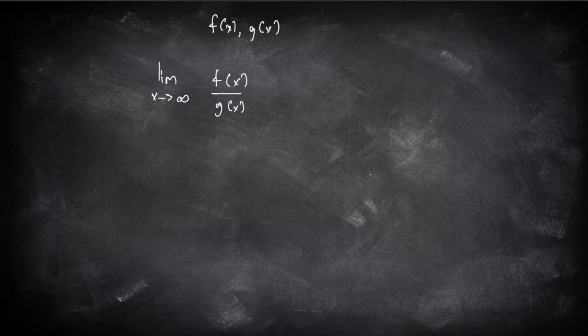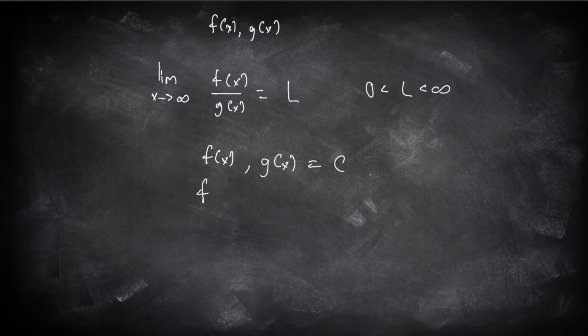Today I'll be covering the third convergence test, the limit comparison test. So if we're given two functions f of x and g of x, and we're taking the limit as x approaches infinity of f of x over g of x, and the limit comes out as a number L that is between 0 and infinity, then either f of x and g of x both converge, which I'll represent as a C, or f of x and g of x both diverge, which I'll represent as a D. So it's either one or the other. They either both converge or they both diverge.